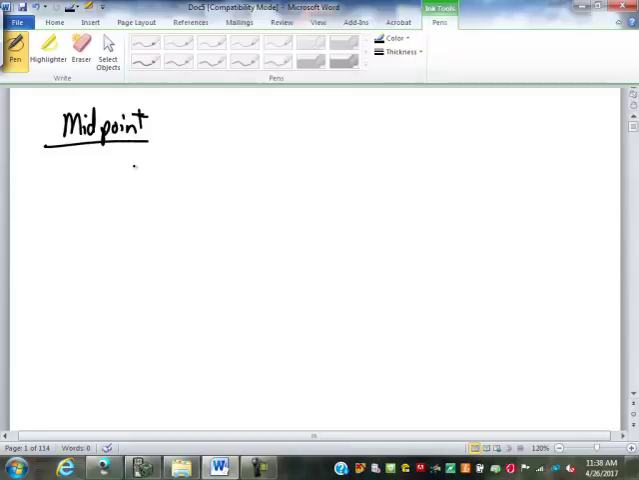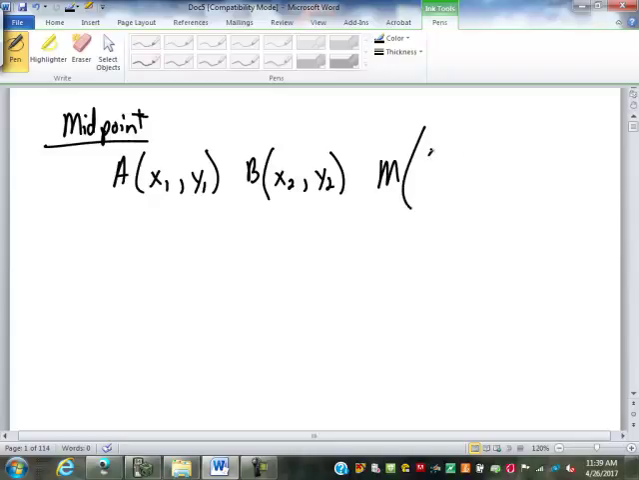So for midpoint, you recall the midpoint between 2 points. If I have the points, my endpoint A is x1, y1, and my other endpoint, point B, is x2, y2. My midpoint, the x-coordinate is just the average of my other x-coordinates, x1 plus x2 divided by 2. And my y-coordinate is just the average of my other y-coordinates, y1 plus y2 over 2.